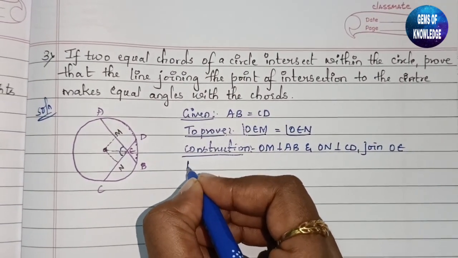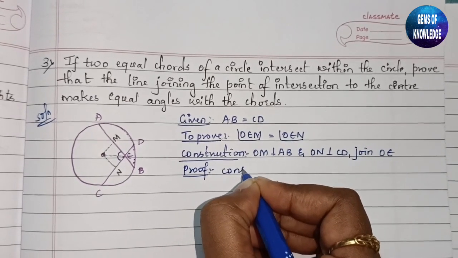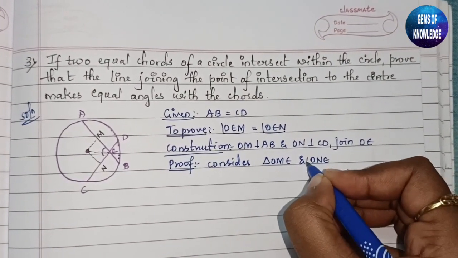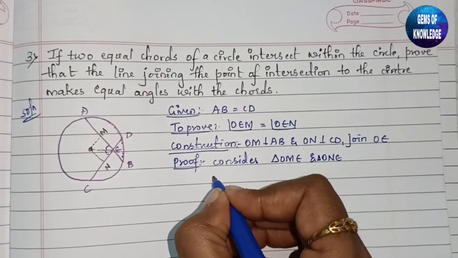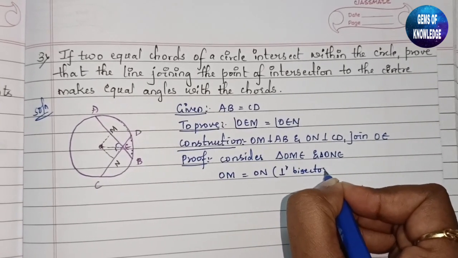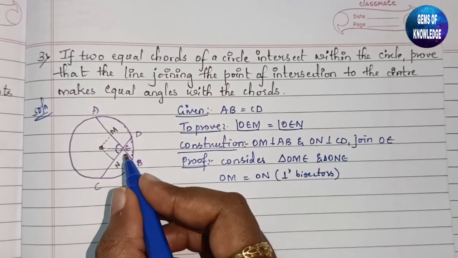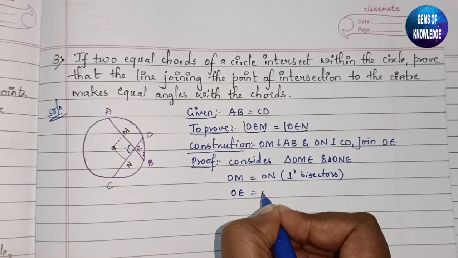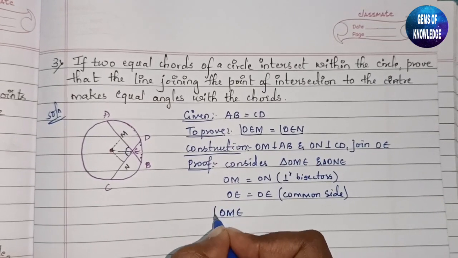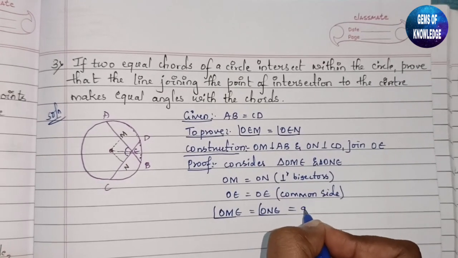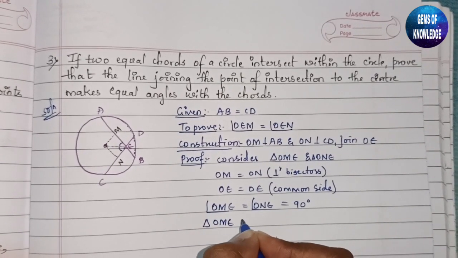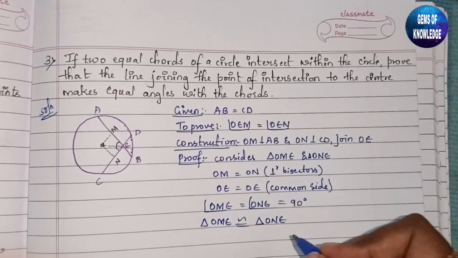Next, the proof. Same thing, consider two triangles, triangle OME and triangle ONE. In that we will get OM is equal to ON since perpendicular bisectors. Then we can write OE is equal to OE, common side. Again we can write angle OME is equal to angle ONE, which is equal to 90 degrees. So both the triangles, that is triangle OME, is congruent to triangle ONE, by the RHS rule.